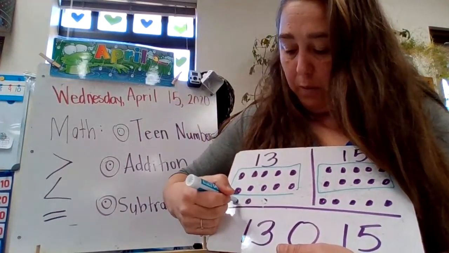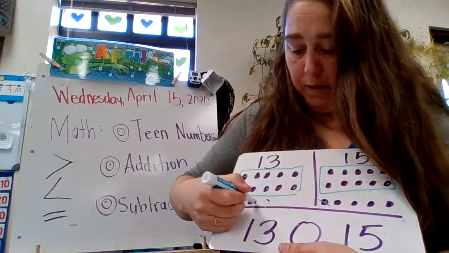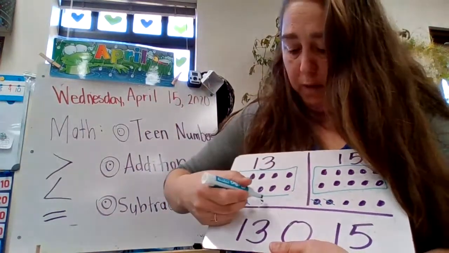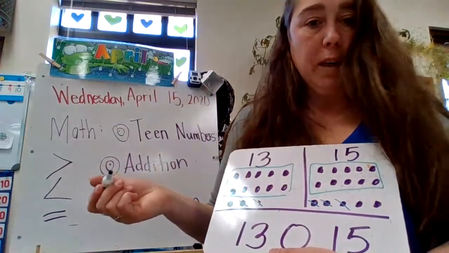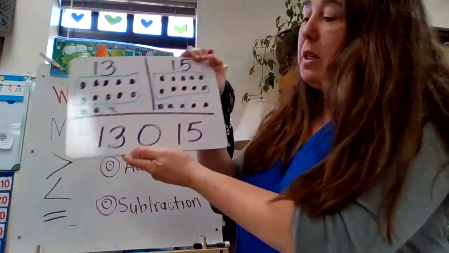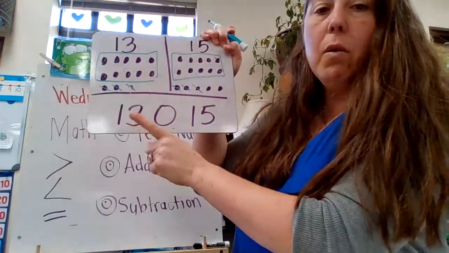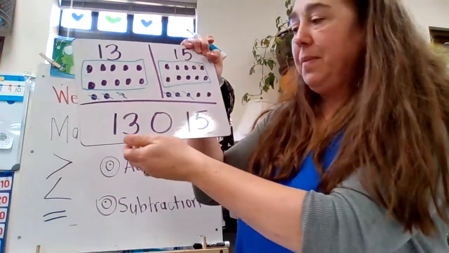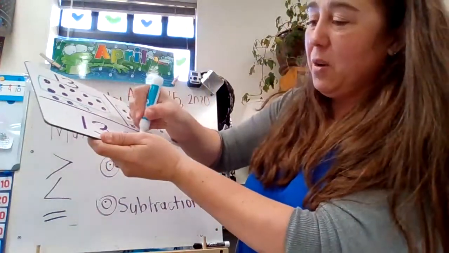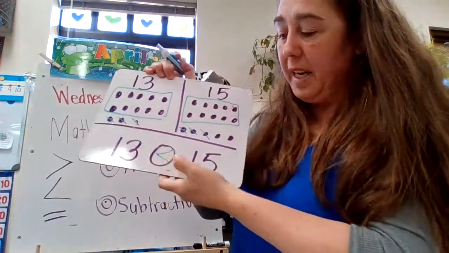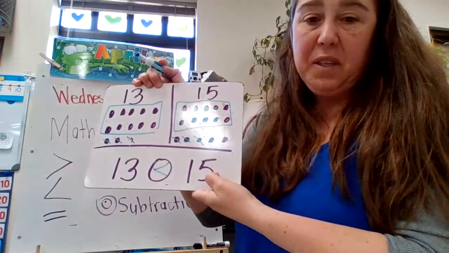So let's go ahead. Well, this is 11. They both have 11. 12. They both have 12. And they both have 13. Oh, so is 13 greater than or less than 15? If you said less than, you are correct. 13 is less than 15.